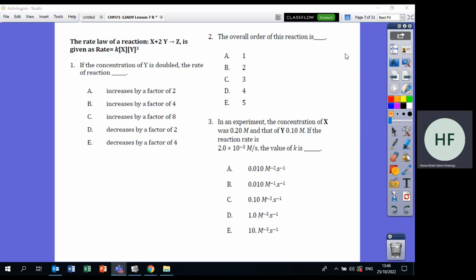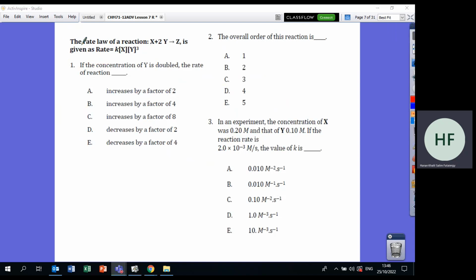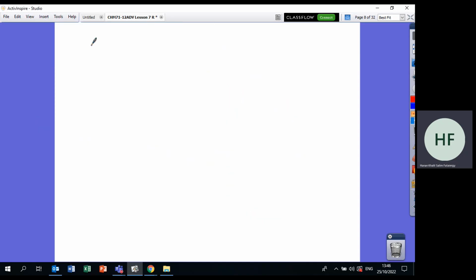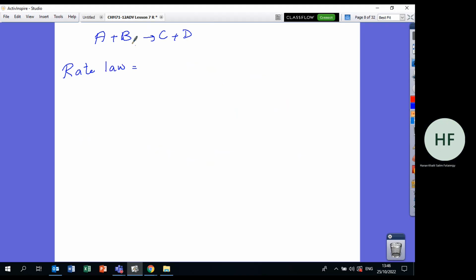Now let's do this question. This question says this is the rate law of the reaction, given as rate equals K times X times Y to the power 3. Now let me insert a page and tell you something. If I have a reaction A plus B gives you C plus D, the rate law will include the reactants only. So I will say rate law equals K times A times B.